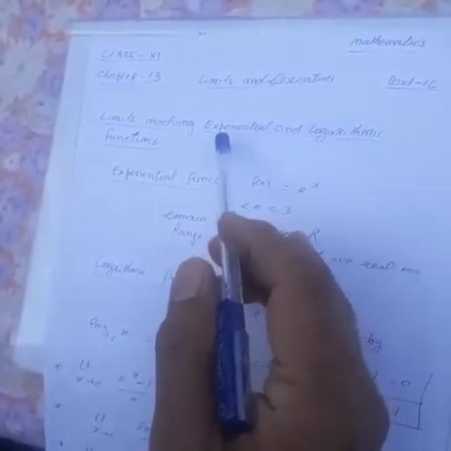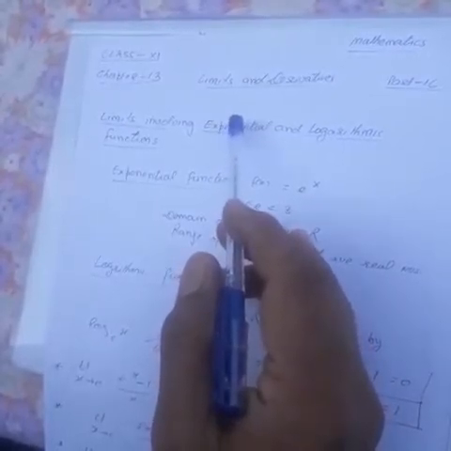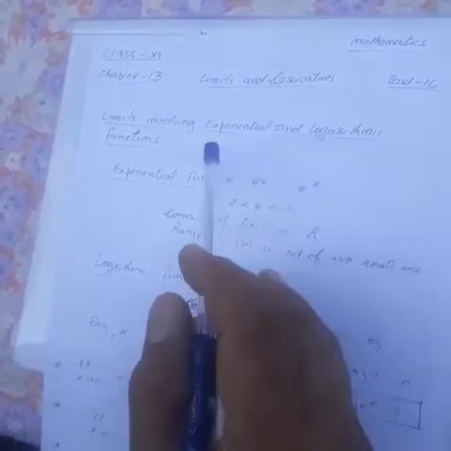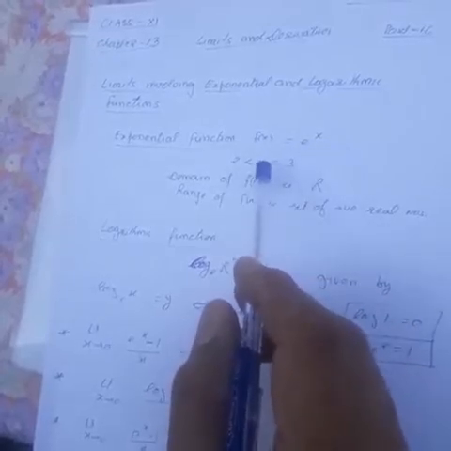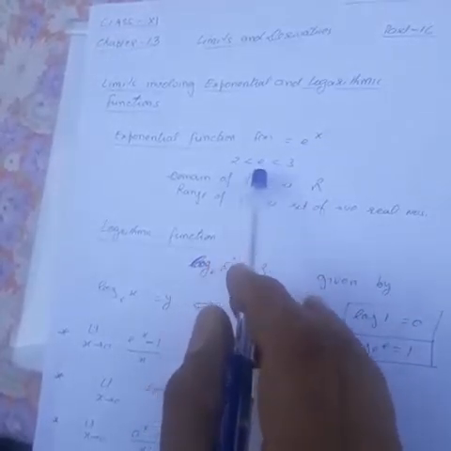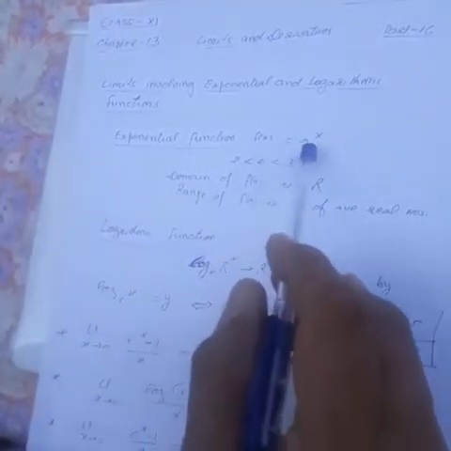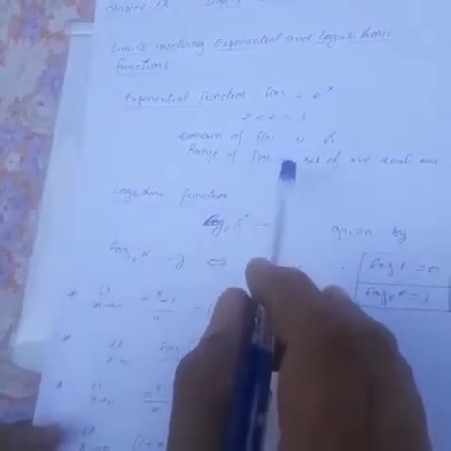We are doing the supplement part of this chapter, and in this part we will discuss limits of exponential and logarithmic functions. Now an exponential function is any function of the type e raised to the power x, where e is a real value between 2 and 3, and the domain of the function is the set of real values. The range of the function is the set of positive real numbers. So f(x), any function of the type e raised to the power x, is an exponential function.